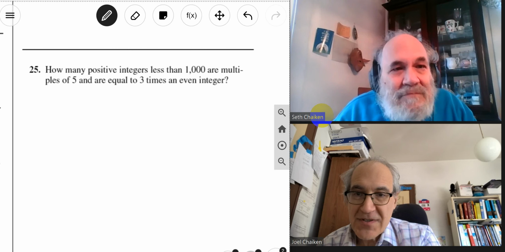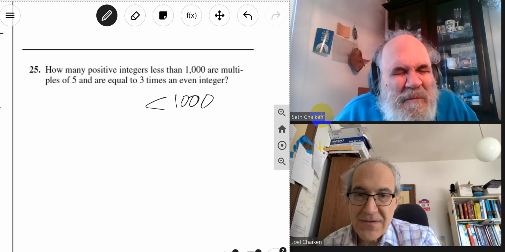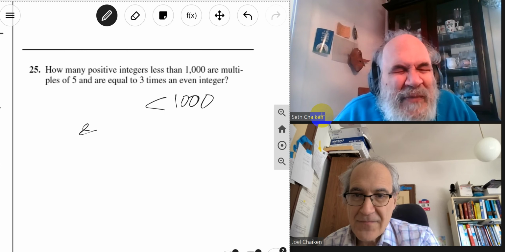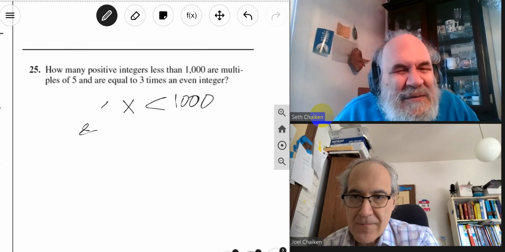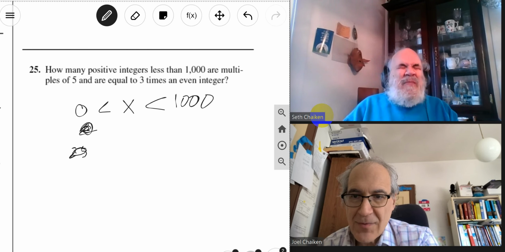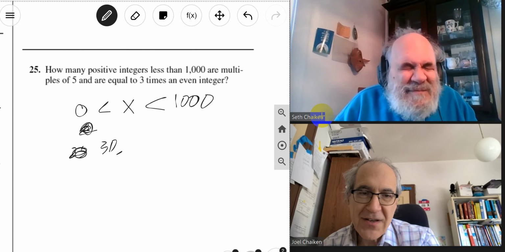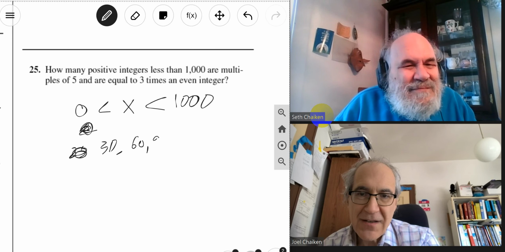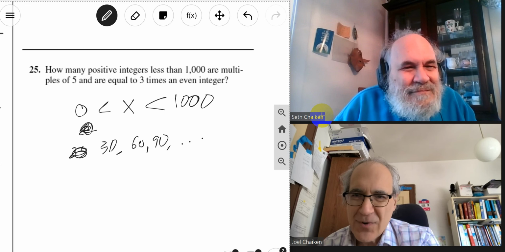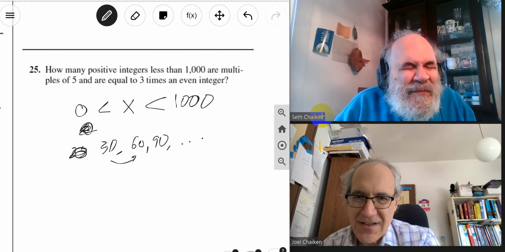Numbers less than 1,000, so it can't be 1,000, and it's greater than 0. So what are those numbers? Multiples of 5 and multiples of 6. Like 30 is one, 60 is one, 90 is one, etc. But there's more, right? 30, 40, 45, 50, 55, 60. Oh, yes. It looks like they jump like that, right?